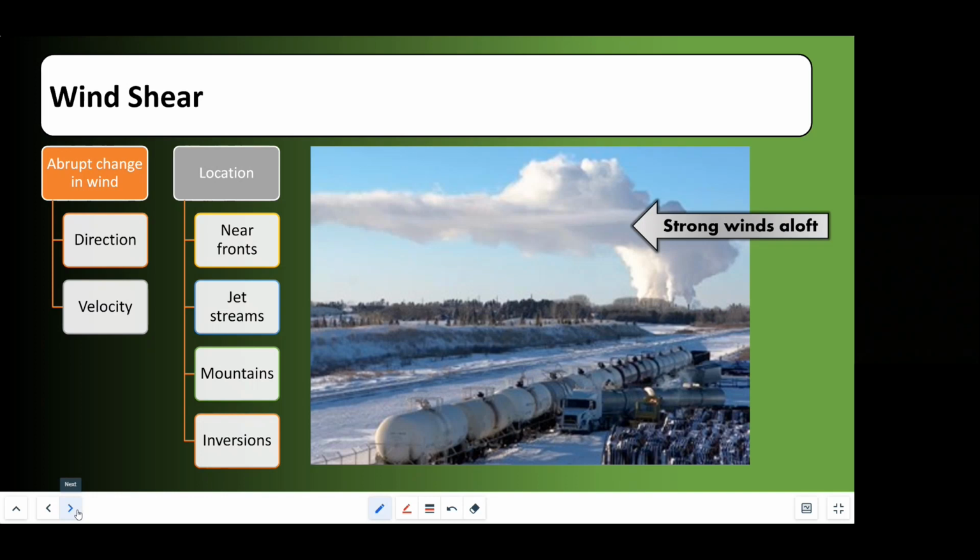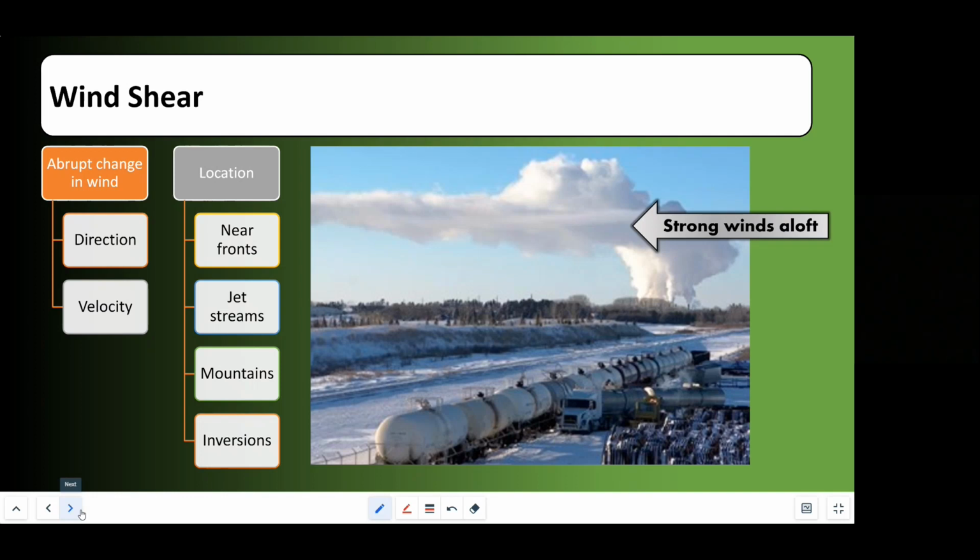You would look for it if you're near a frontal system, or if you're flying high enough to be near the jet stream. There's lots of shear going into or crossing over the jet stream. Mountains can produce that wind shear effect, as well as inversions. So often you're not going to be able to tell that it's there, but there might be some telltale signs of a wind shear event.